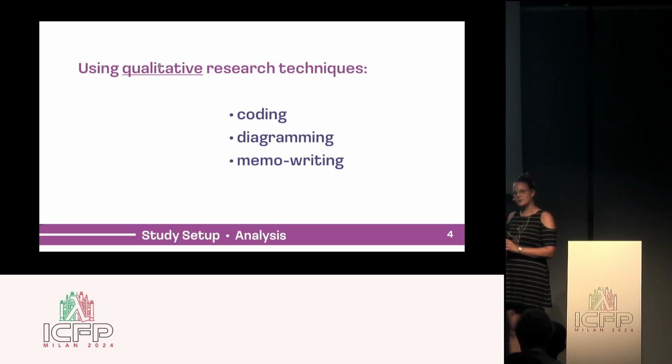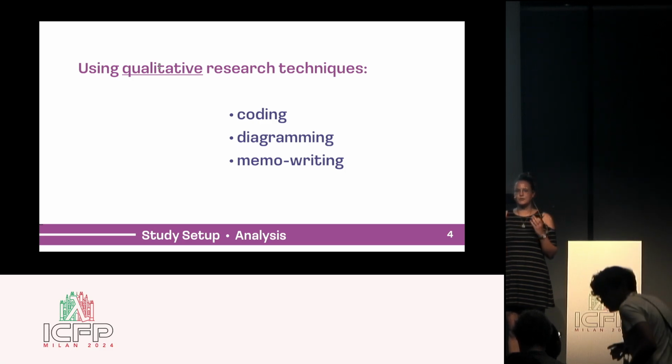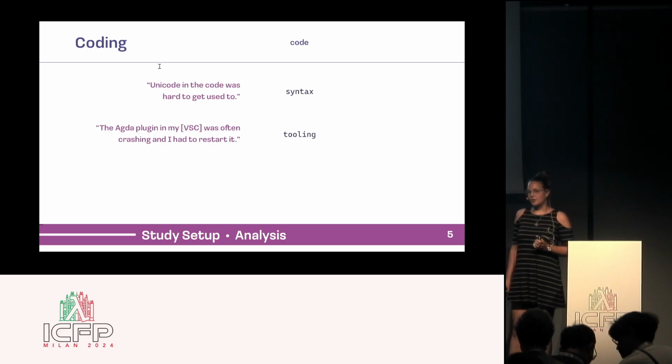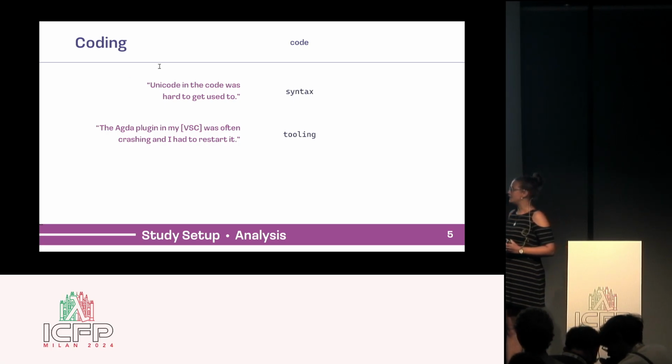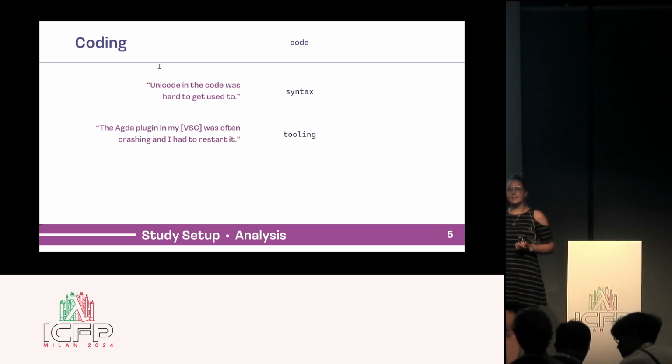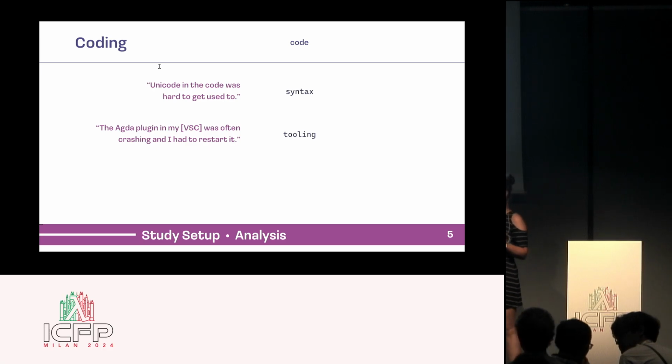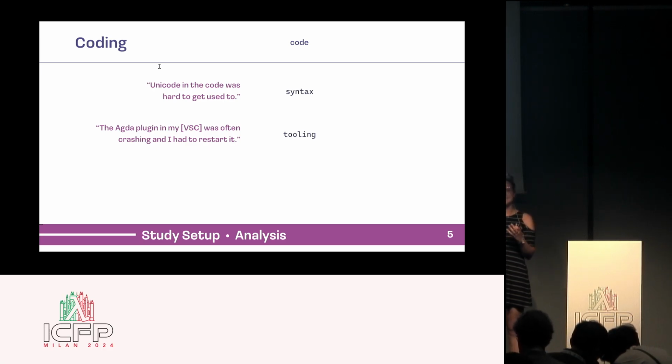I don't have time to go into detail about all of this. You can come to my full-length talk at Tidy if you're interested. But I would like to dive into the idea of coding, which is a very important aspect of this analysis. So it is basically the idea that you label or code the different data that you get. So for example, when they referred to Unicode, we coded it as syntax. When they referred to the plugin failing, we coded it as tooling.